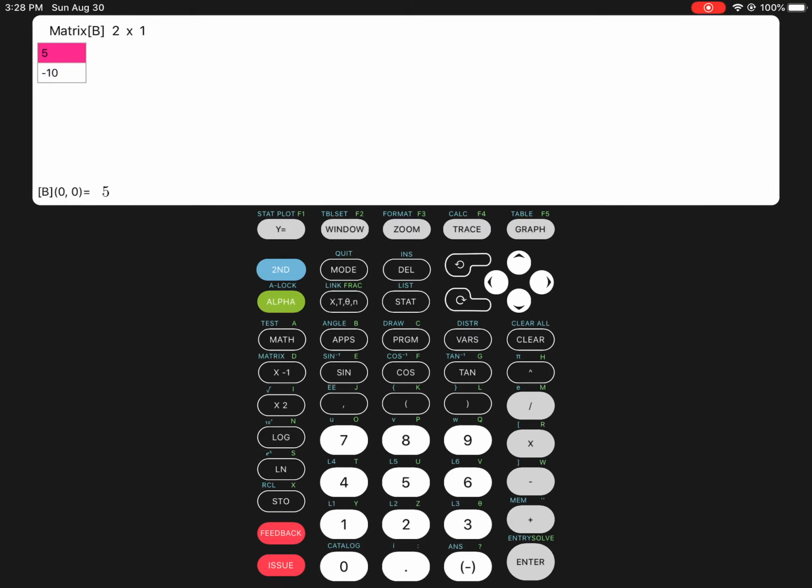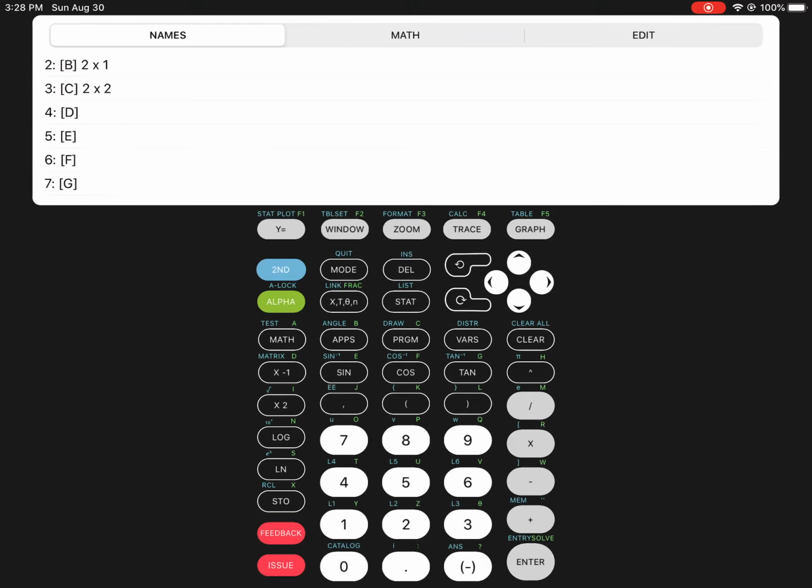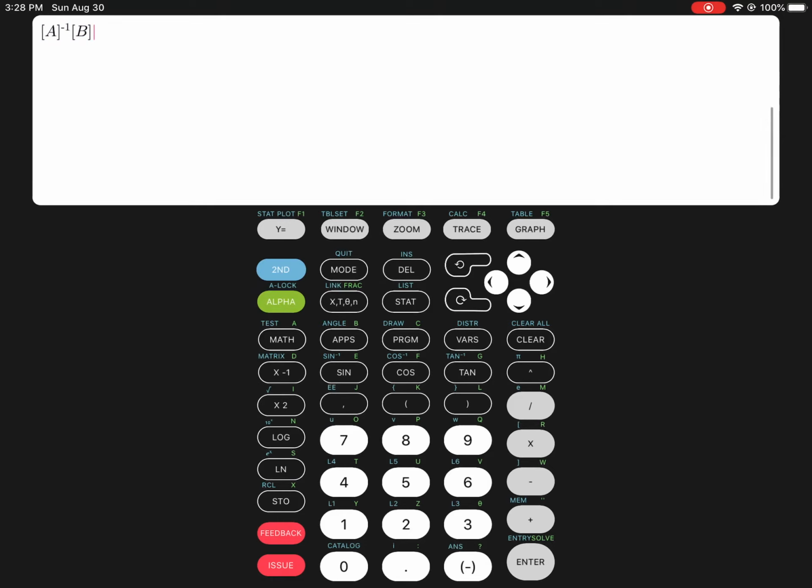Change yours if you don't. 5, -10, enter. From the blank screen, now we want to name it A inverse times B. Second matrix, letter A, then the inverse key is the matrix key without the second, and then second matrix B. So you get something that looks like this. These keystrokes are the same on the actual TI-84 calculator. And we hit enter. And it turns out we get -7, -4.